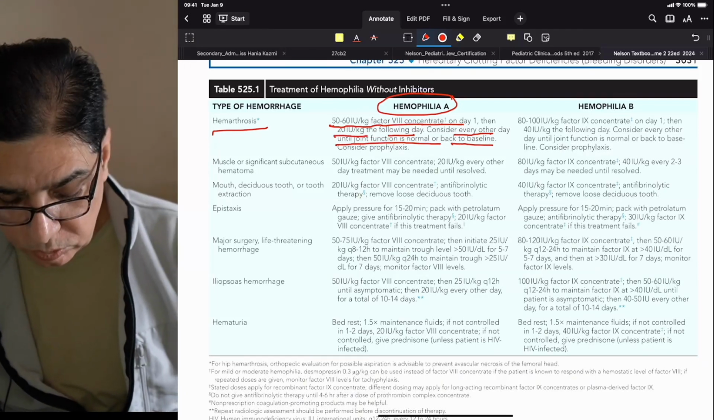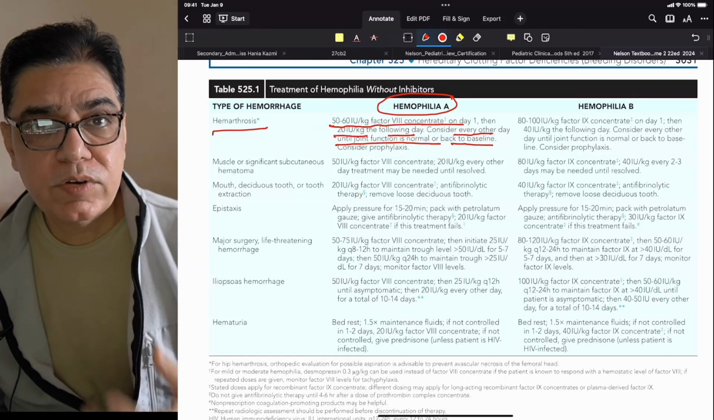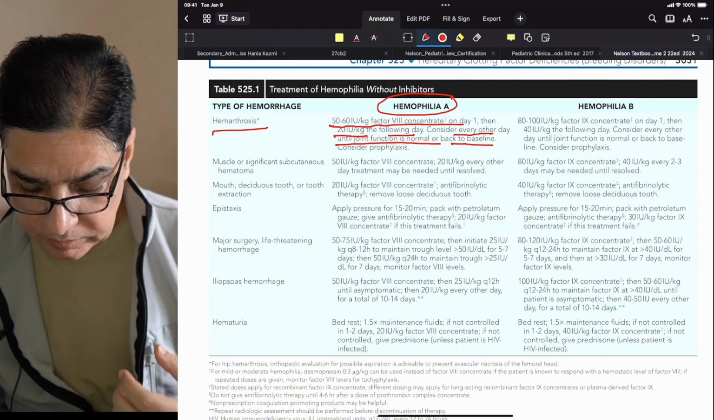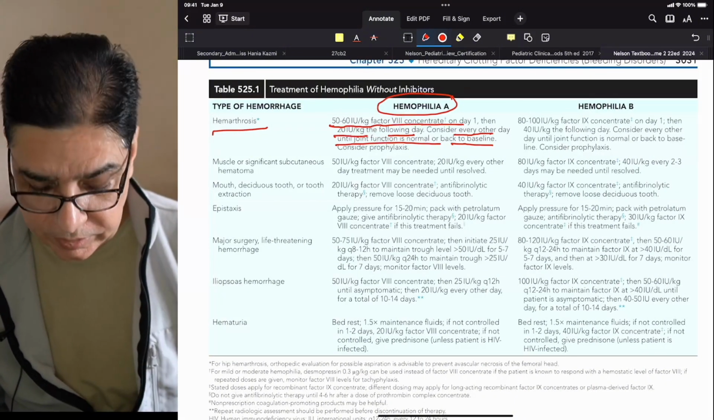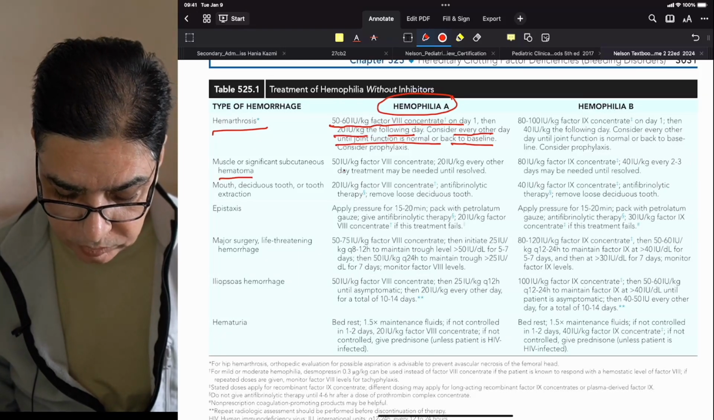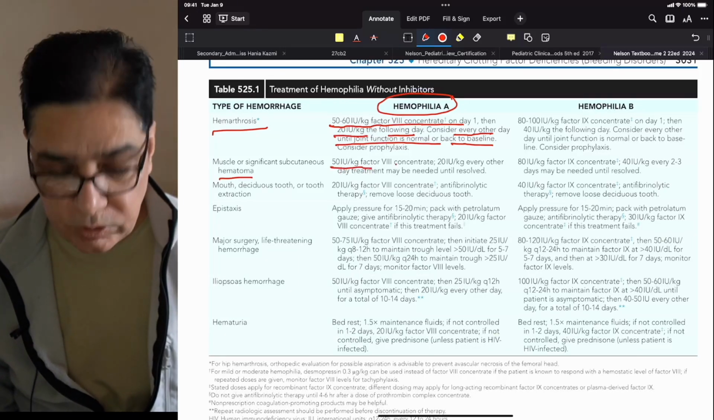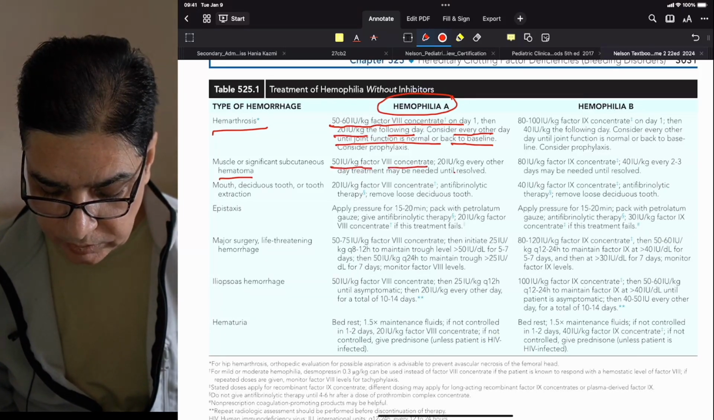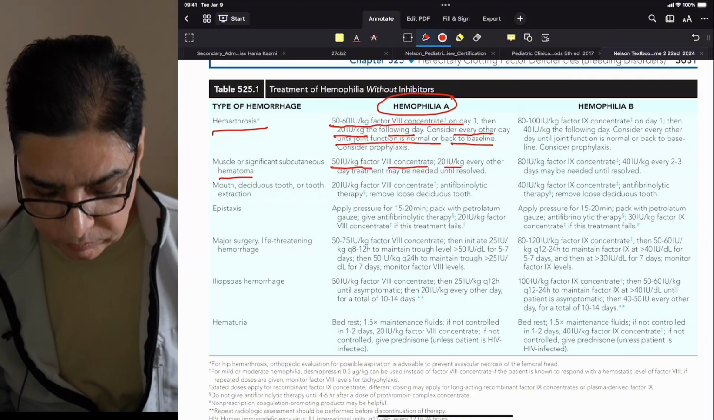So if you're dealing with hemarthrosis, 50 on the first day, 20 on the second day, and then every alternate day till the joint is fine. If you are dealing with a hematoma, then you give 50 units per kg factor 8 concentrate, and then 20 every other day till function is restored.